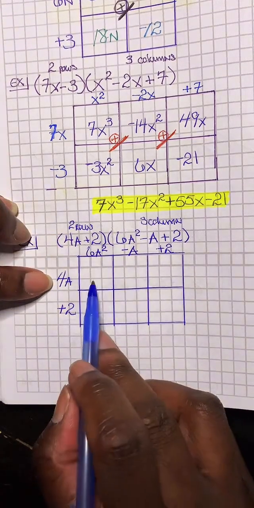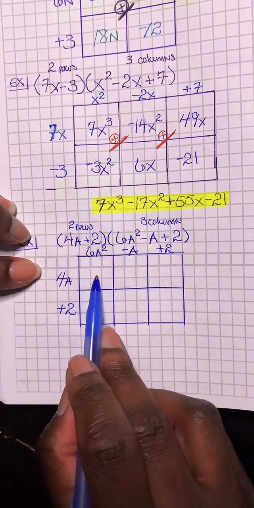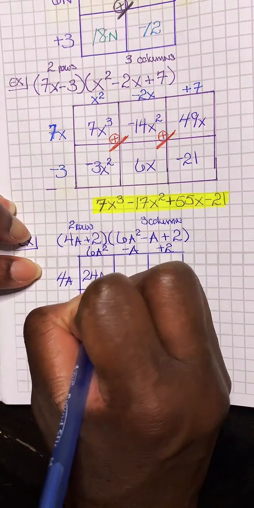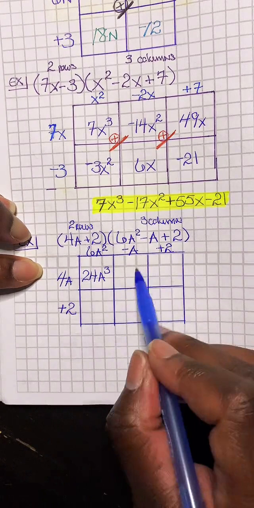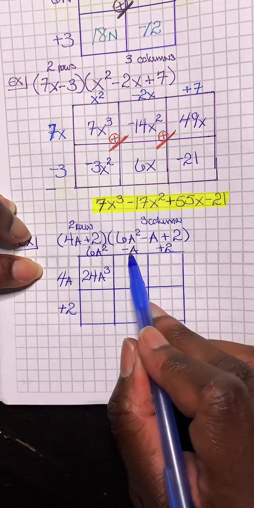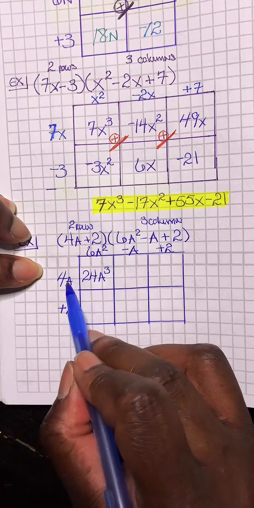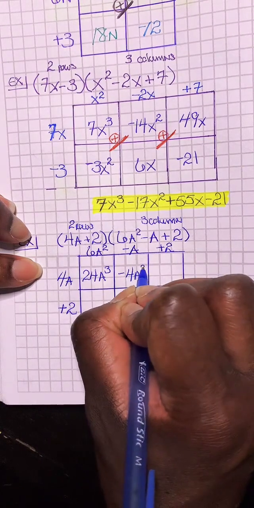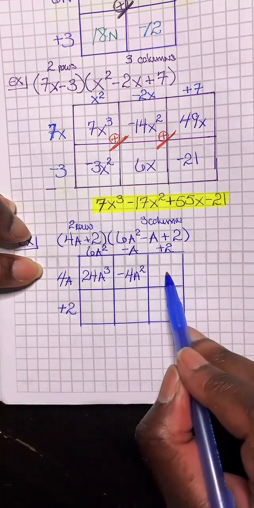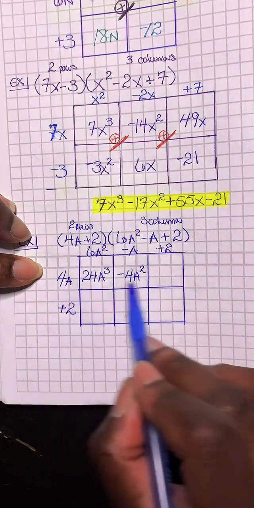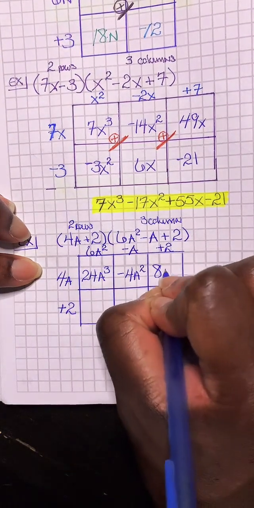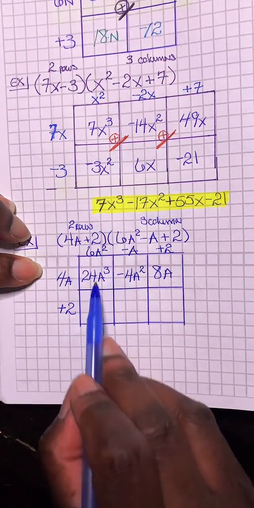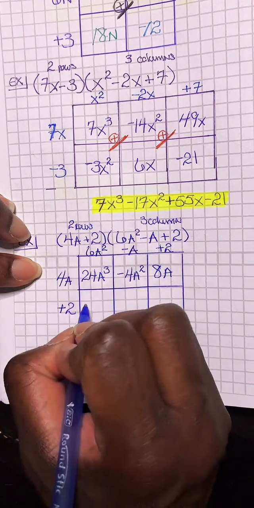So we want to fill the boxes. 6a squared times 4a gives me 24a cubed. To fill this box, I need to multiply negative a and 4a, which gives us a negative 4a squared. And to fill this box, I want to multiply 2 times 4a, which gives me 8a.